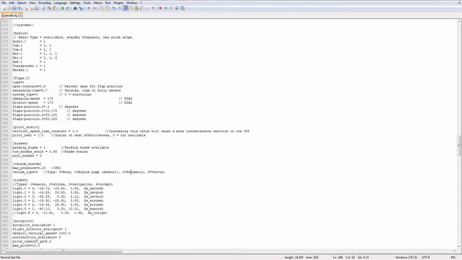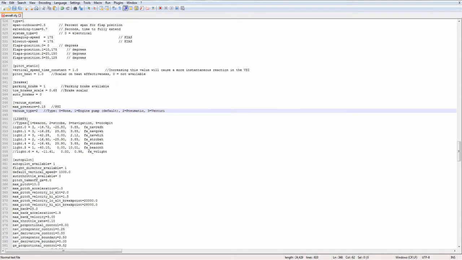Now keep in mind, pneumatic is bleed air. That means the engine, obviously the engine has to be running in order for a pneumatic system to function, but a pneumatic type vacuum system can also pull air from the APU. So keep that in mind. But I don't know if that really matters, because it seems that the APU will provide vacuum pressure anyway, even if it is an engine pump type.